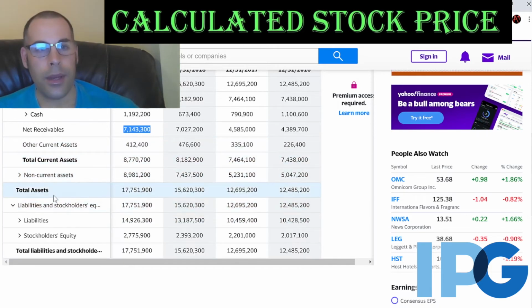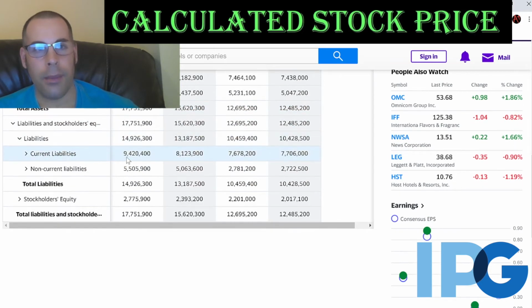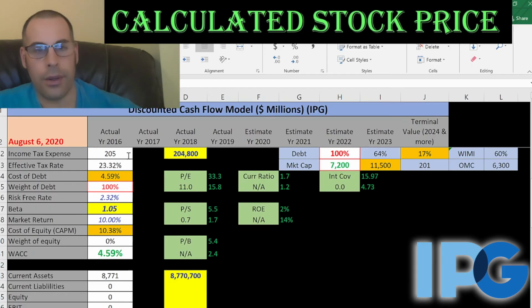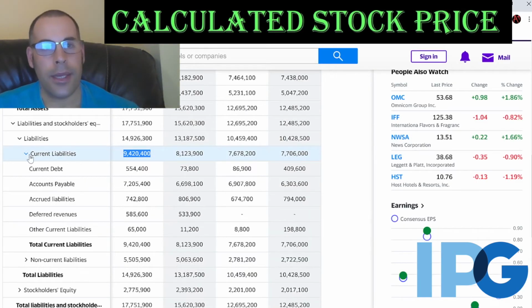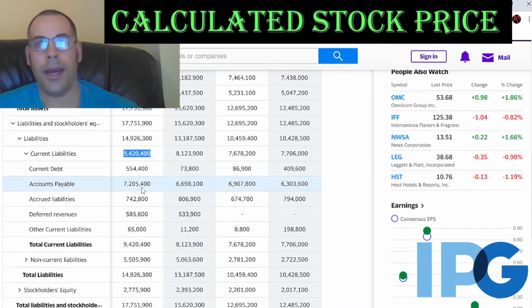Let's go to the liability section, get their current liabilities. You also need that number to calculate the current ratio later. That's $9.4 billion. That's $500 million in current debt, $7.2 billion in accounts payable. Accounts payable is what the company owes its creditors and suppliers. $740 million of accrued liabilities.